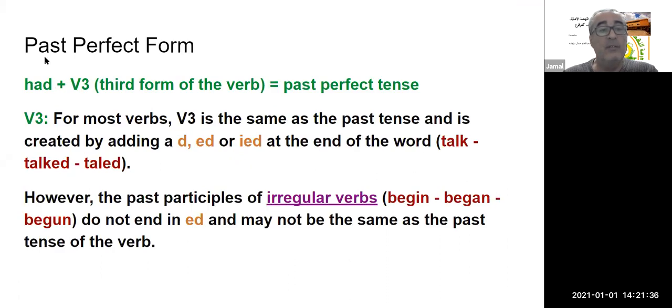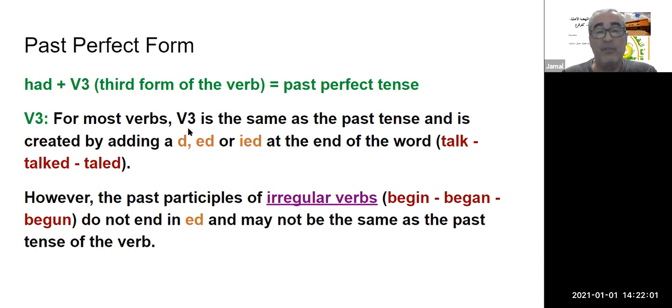Alright, so the past perfect form, let's talk about the form. We use had plus verb 3. You all know what verb 3 is, or what we sometimes call the past participle. Like begin, began, begun. Like eat, ate, eaten. Okay? So we use begun and eaten. We use the verb 3 after had.